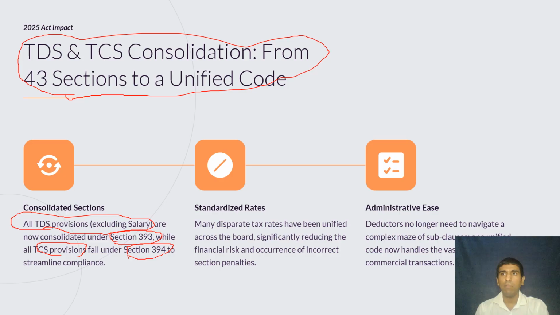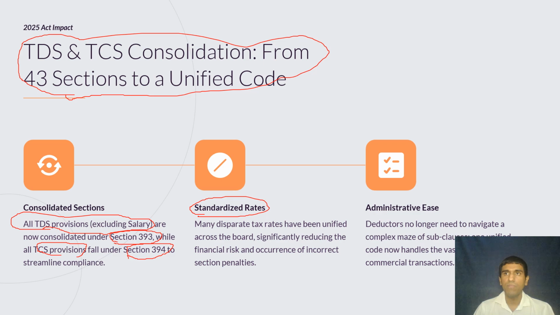So that way, instead of having to look over individual sections every time you want TDS deducted on a transaction, you can look over one section, and the subsection for the transaction regarding which TDS or TCS is to be deducted would be specified. Another effect of consolidation is standardized rates. There were plenty of disparate tax rates. The tax rate was 10% for insurance commission, 1 to 2% for rent and so on. Now all of these tax rates have been unified under the new act.